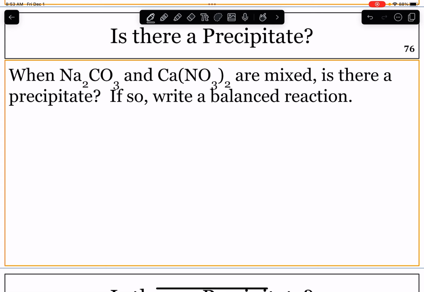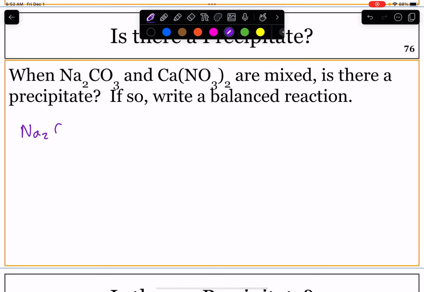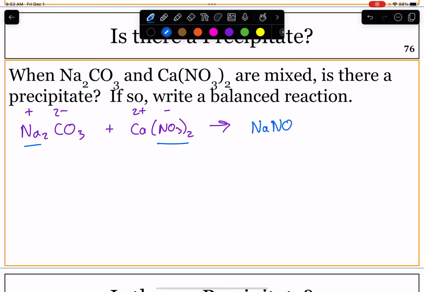So let's go ahead and try this. We have sodium carbonate and we have calcium nitrate. We need to predict our products. Sodium is a +1 charge, carbonate is a -2. Calcium is a 2+, and nitrate is a -1. So we're going to take this positive from the first compound, sodium, and the negative from the second compound, nitrate. We write sodium nitrate. Sodium is still a +1, nitrate is still a -1.